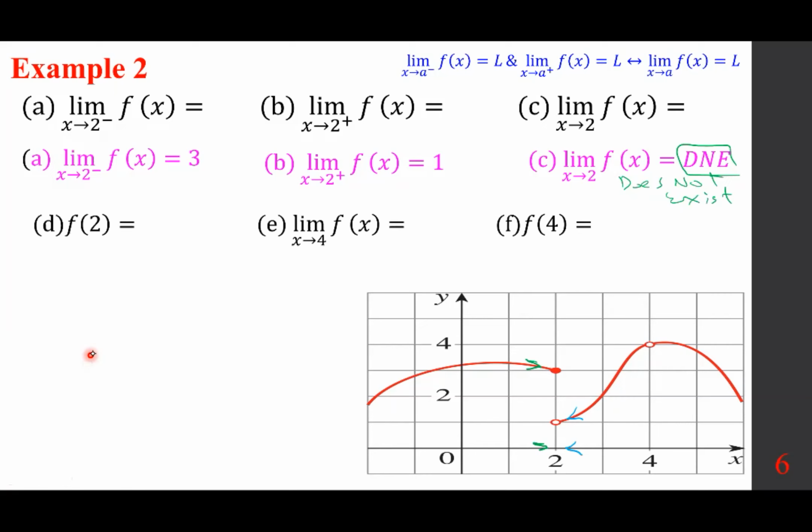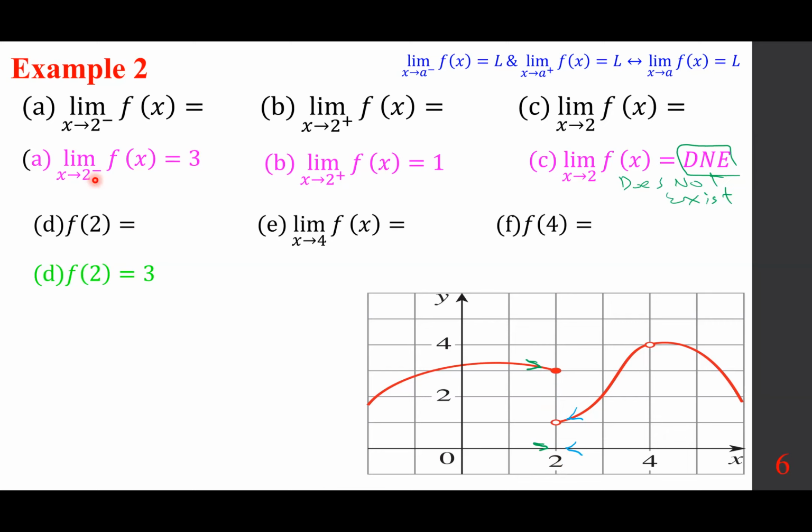Let's look at f of 2. Now, what is the meaning of this solid point? The solid point means f of 2 has the y coordinate that you see here, which is 3. And by the way, because the two are not the same, again, the limit doesn't exist. The function is discontinuous at 2, but you can say it's continuous at 2 from the left.